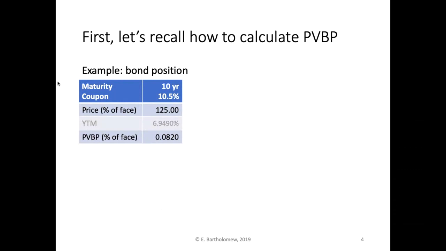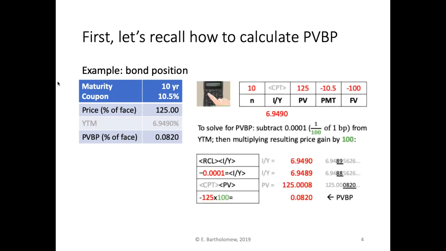So let's first recall how we calculated PVBP. You may recognize this example. This was an example we used in the first tutorial on interest rate risk. It's a 10-year bond with a 10.5% coupon and a price of 125. And we calculated the PVBP using this method right here. We calculated the yield of 6.9490. We had to retain the precision, so we didn't re-enter anything.